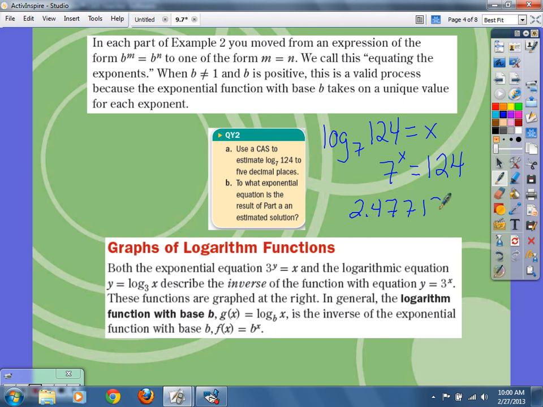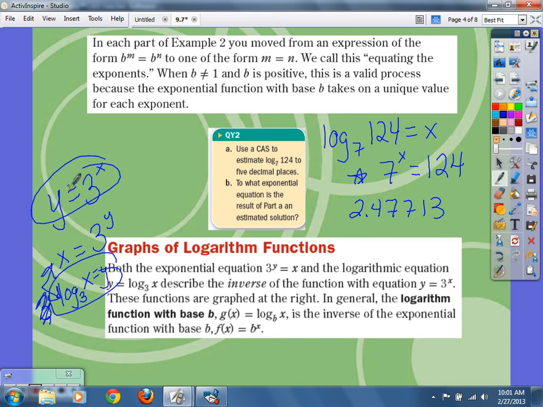2.47713. And then the B part asks for what exponential equation? We did that first. The one thing we need to know is that the bases and these logarithms are inverses of each other. We are going to look at the graphs. If I have y equals 3 to the x, and I switch x and y, I have x equals 3 to the y, and I have log base 3 of x equals y, because those two are equal. So this guy and this guy are inverses of each other.